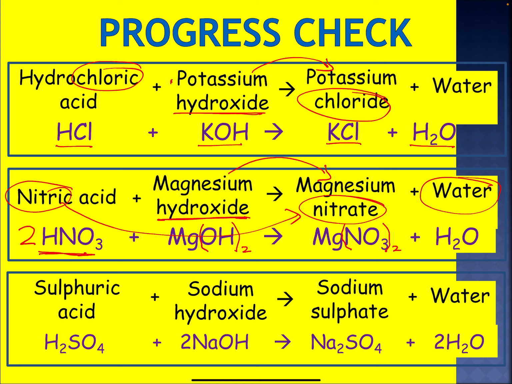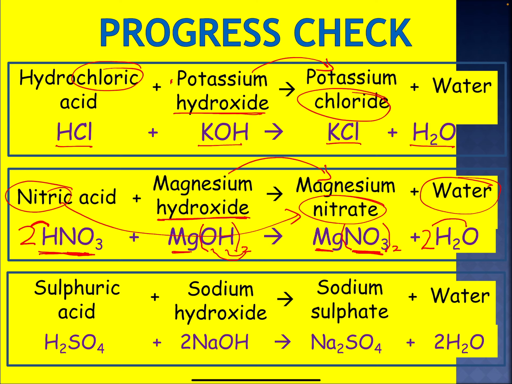So you've got now two NO3s over here and here. One magnesium. But you do have two hydrogens there and two hydrogens there. That's 4 hydrogens. So if you put a 2 here, 4 hydrogens. Now that also tells you you've got 2 oxygens, where you've got 2 oxygens here as well. So now that's balanced.